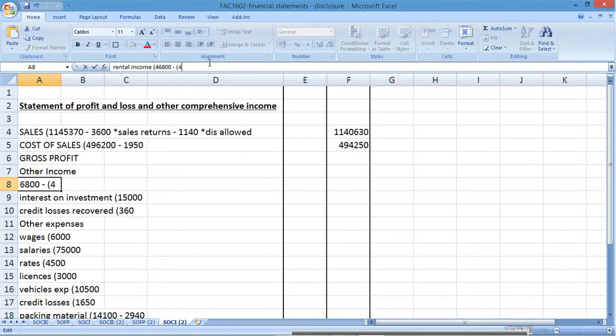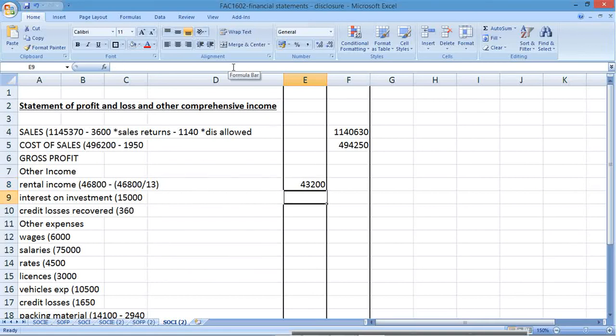So this 46800 is representing how many months? 13 months. So I'm going to subtract one month's worth of rent income because I only have to show 12 months exactly. So that is 43,200. Final answer.